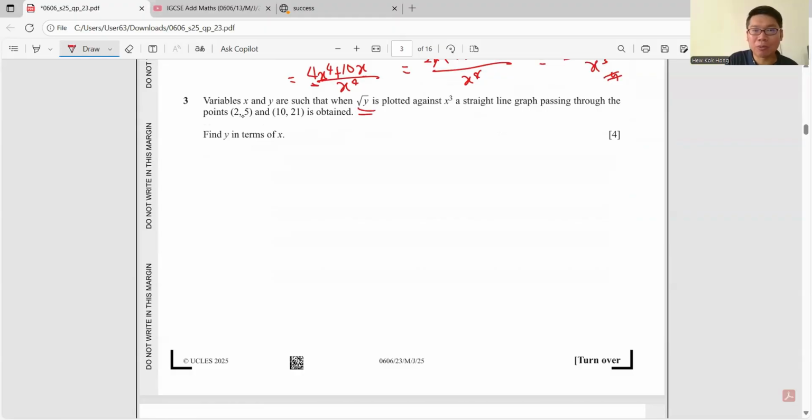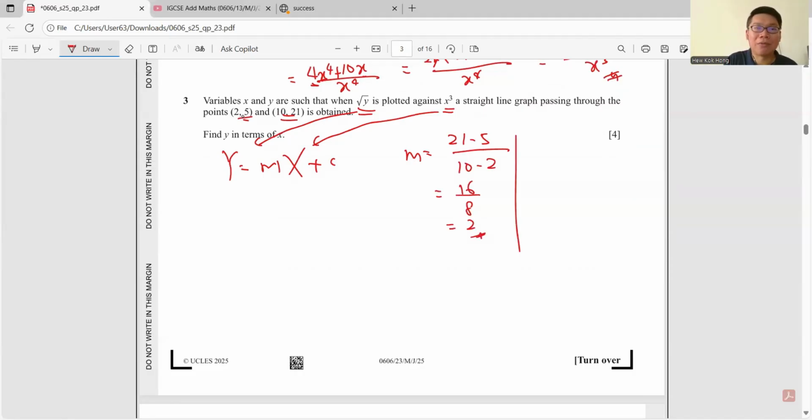Question 3, a straight line graph question. They say this is plotted against this, and passes through this point and this point. So very easy, we use y equals mx plus c. I know my y and I know my x, so I just find my gradient and c. Gradient is just change in y over change in x. Gradient is 2.